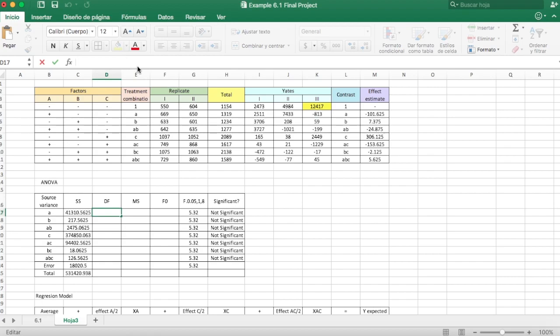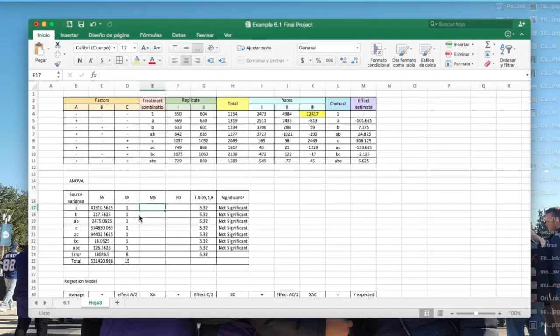Then the degrees of freedom for each of the factors and interactions is always 1. So we'll put a 1. Then the degrees of freedom of the total is the total number of data, that is 16, minus 1. And the degrees of freedom of the error is the degrees of freedom of the total minus the sum of all the other degrees of freedom, and in this case it gives me an 8.